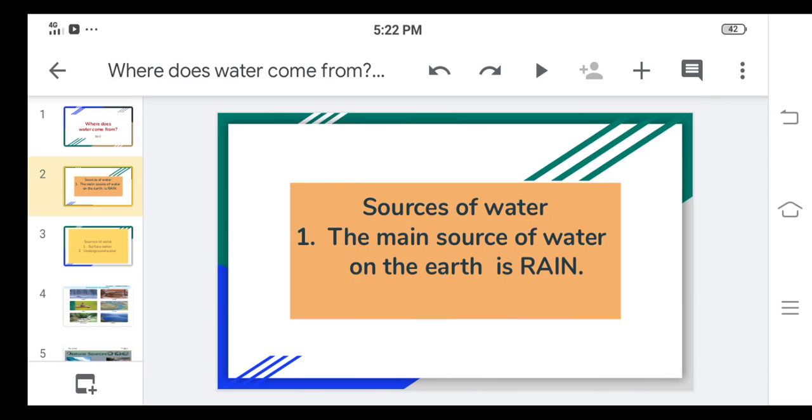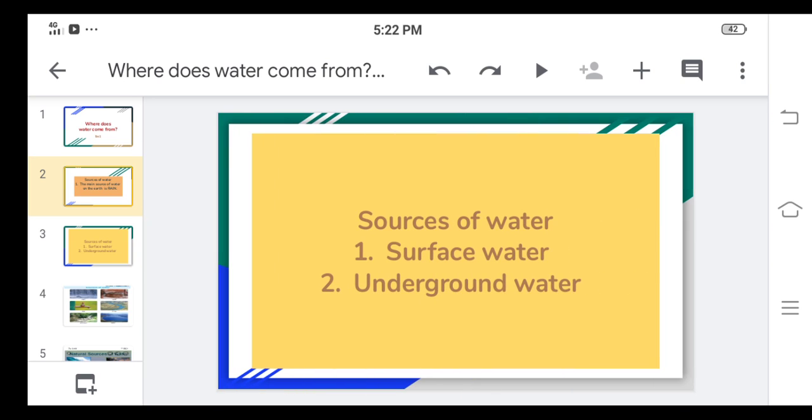The first point is sources of water. Whatever water you see on the earth gets accumulated or collected in only one form, that is rain. So the main source of water on the earth is rain. Whatever water you see in the different sources of water all gets collected due to the rain. So rain is the main source of water.